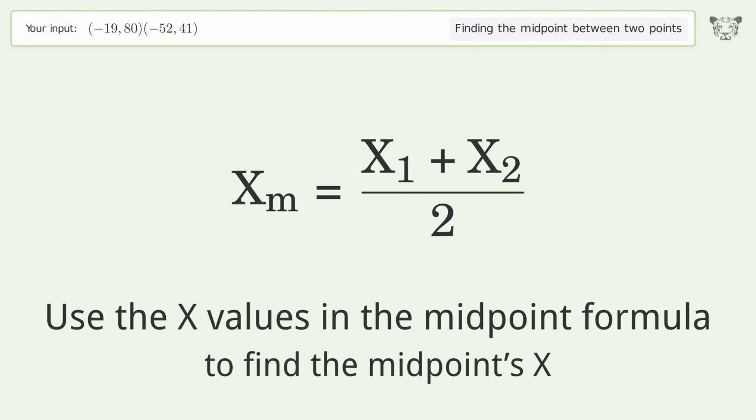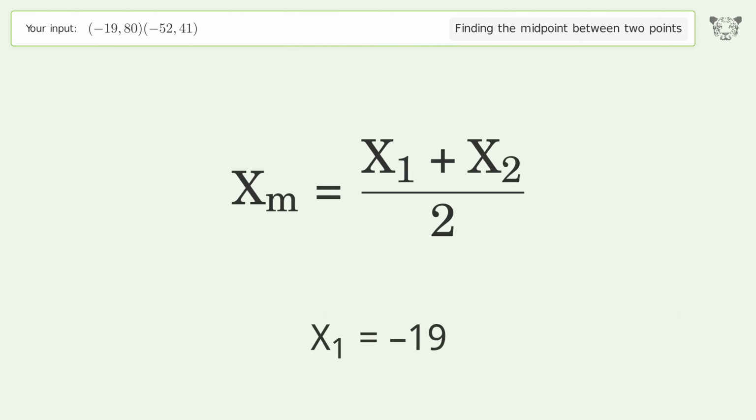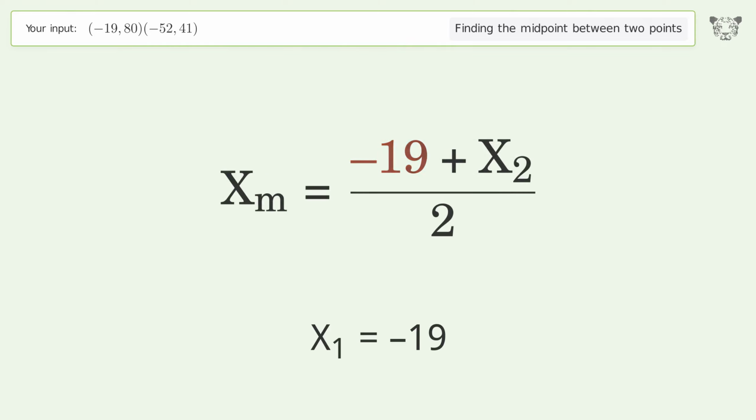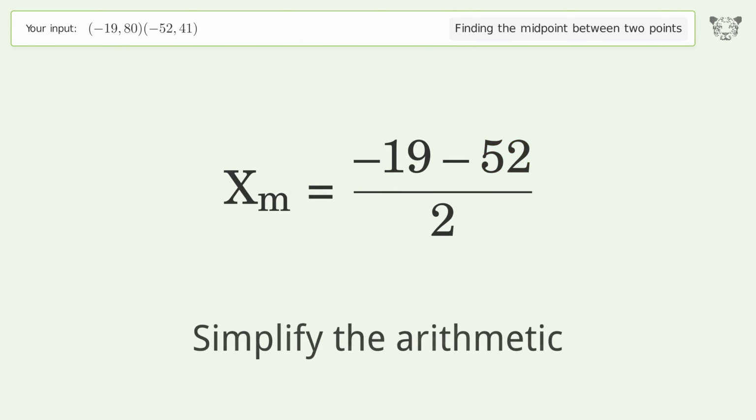Use the x values in the midpoint formula to find the midpoint's x. x1 equals negative 19. x2 equals negative 52. Simplify the arithmetic.